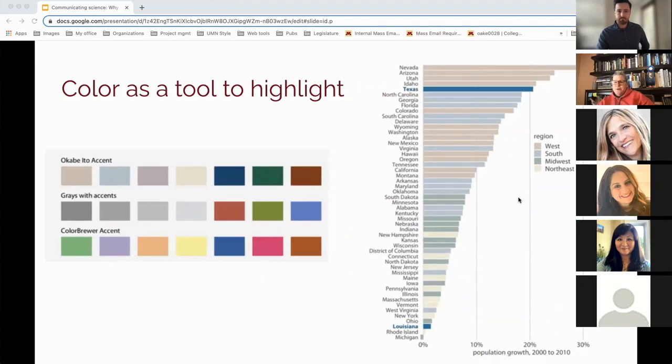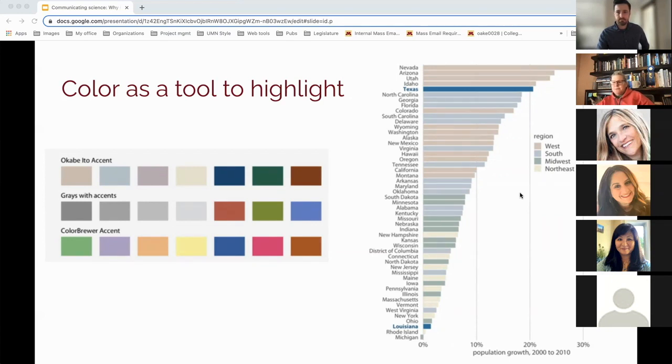The other option is using color as a tool to highlight. In this instance, this is the same chart that we saw a couple slides ago, but the author's point here was they really wanted to highlight what was happening in Texas and Louisiana. So the information that we saw before is still maintained in the background of this graph. It's just been faded visually. So what stands out to us is perhaps the difference between growth in Texas and growth in Louisiana. And depending on the story that you're trying to tell with your data, this can be a really effective tool.